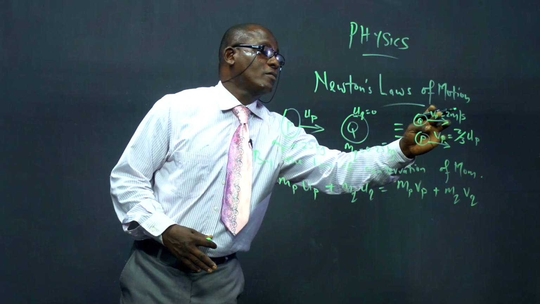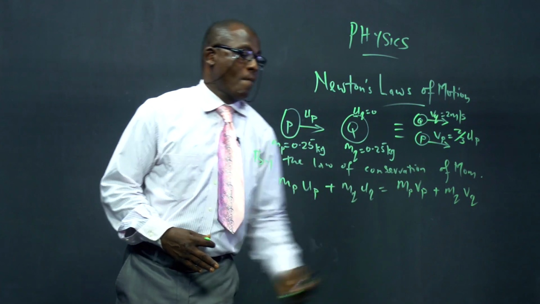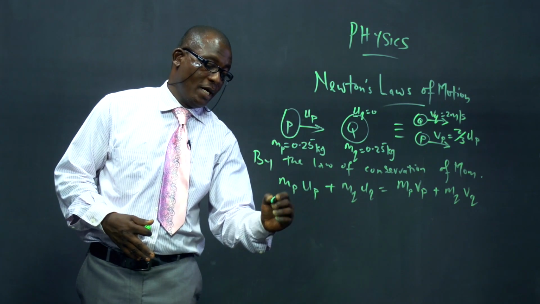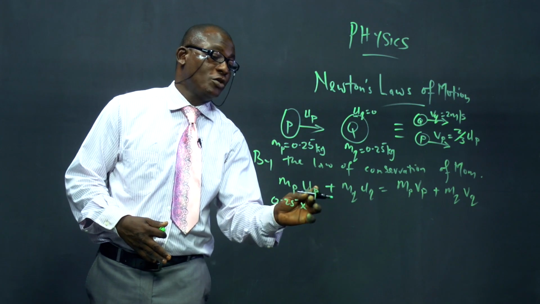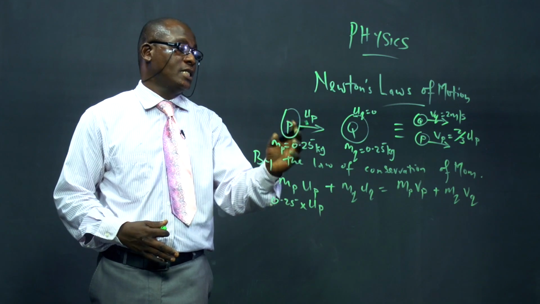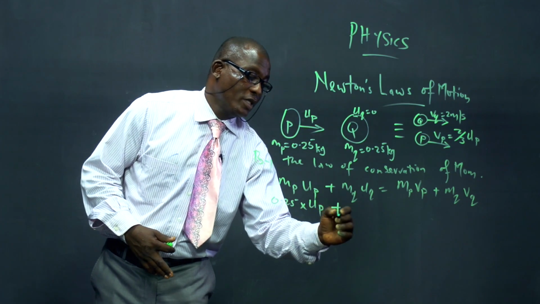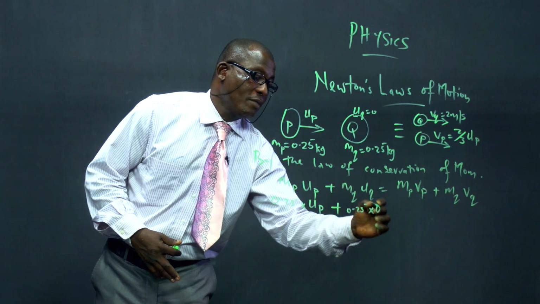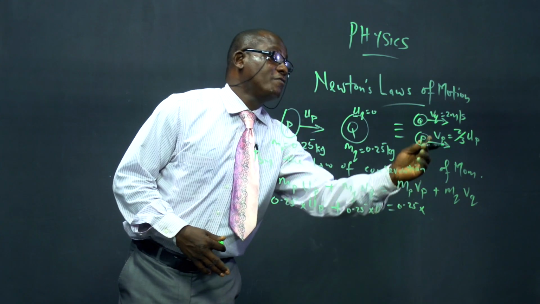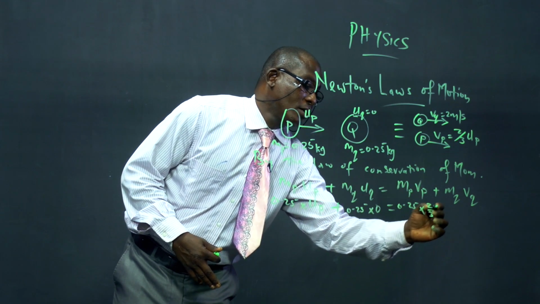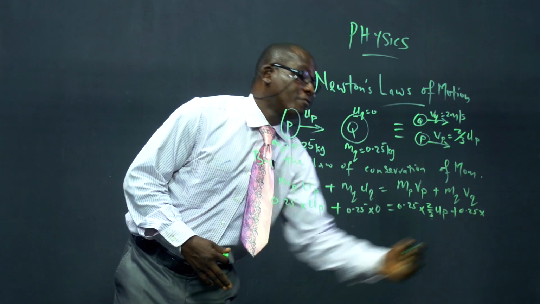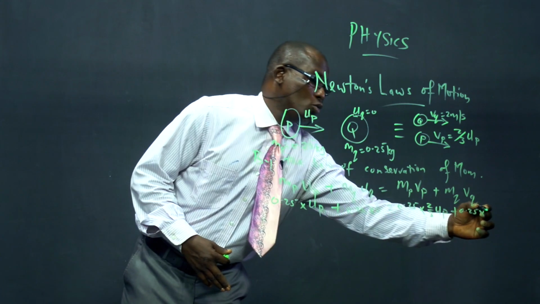Yes. Let's call this VQ. Now, putting the parameters there, MP is the mass, 0.25, multiplied by UP, which we don't know. That is what we're looking for, because the body has lost 1/3 to the final. This will be 0.25 multiplied by 0. For MP, we have 0.25 again, multiplied by the VP, which is 2/3 of UP. Then MQ still remains 0.25, and VQ is 2.